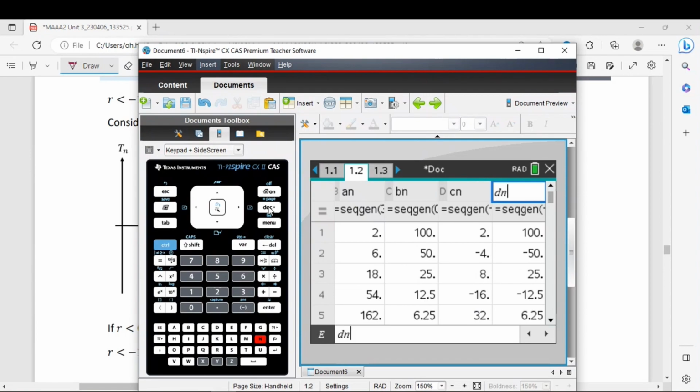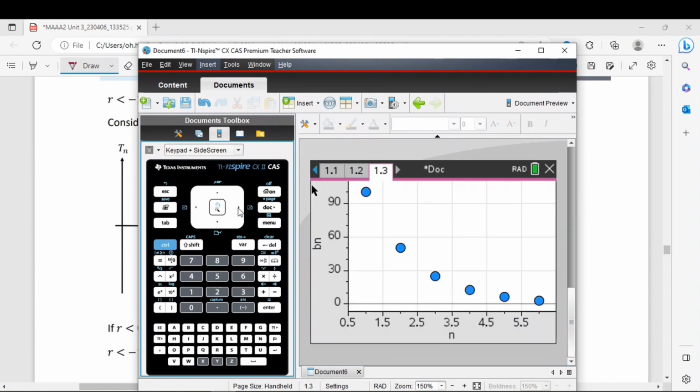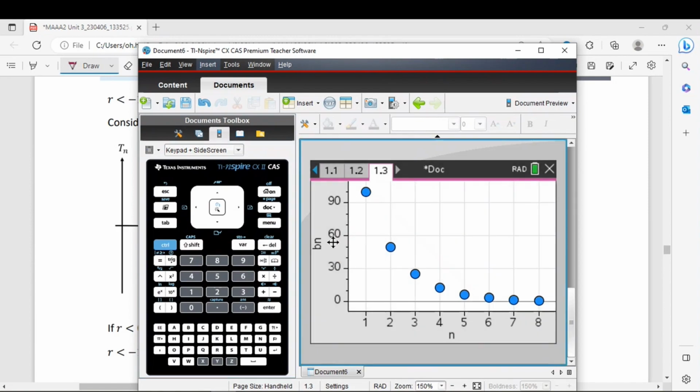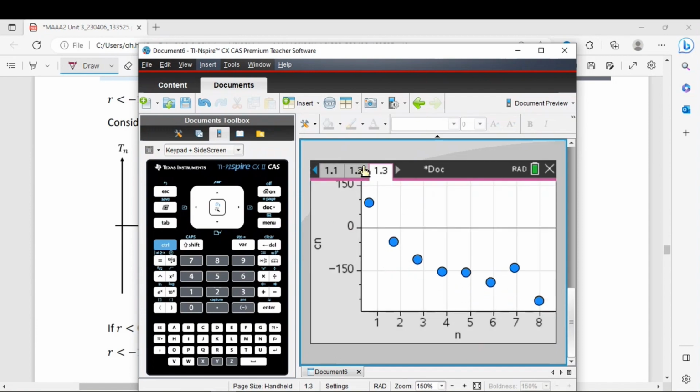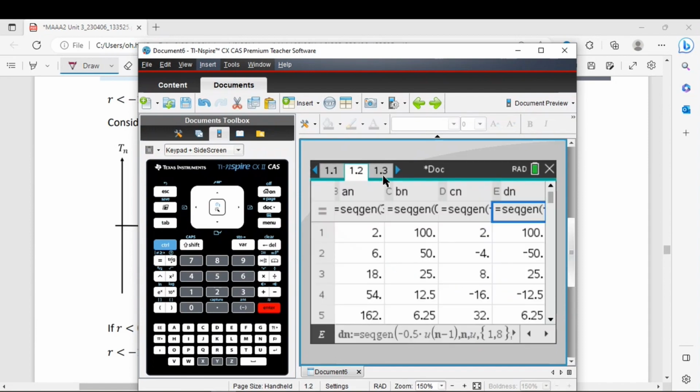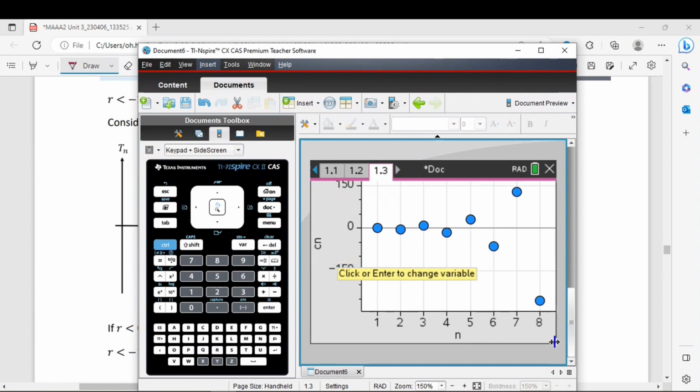Now go back to the page of your graph. I hope you know how to switch between them already: Control going to the right. Let's change this to N. Then I'm going to draw the CN graph. So you should be able to get the shape like this.